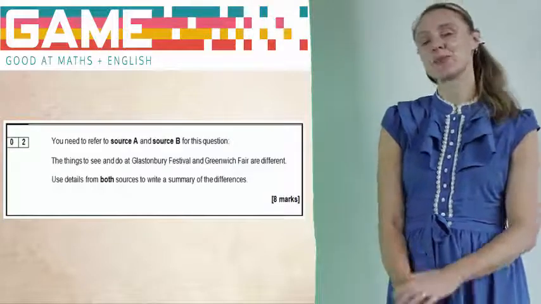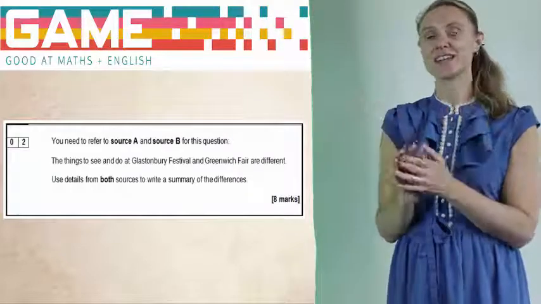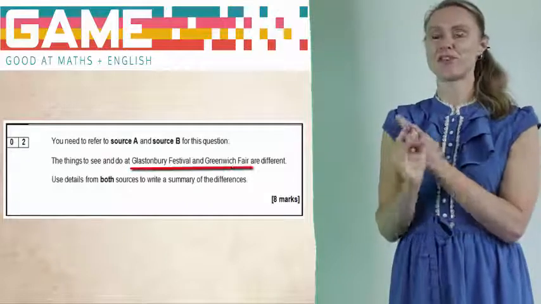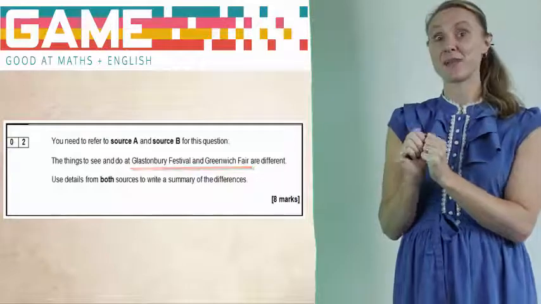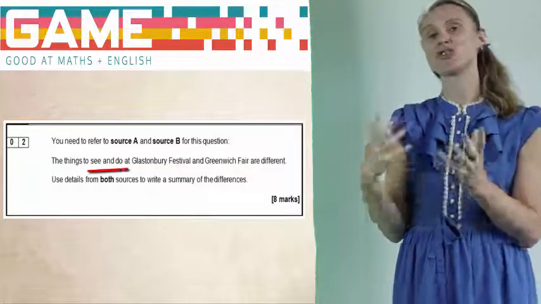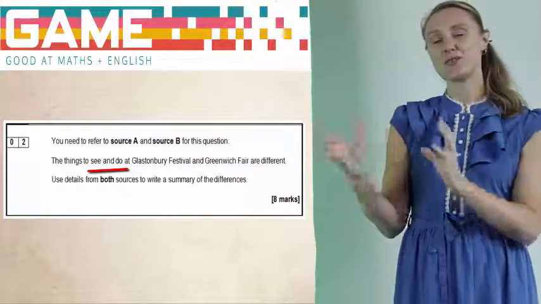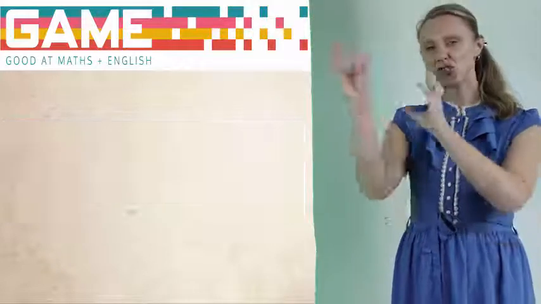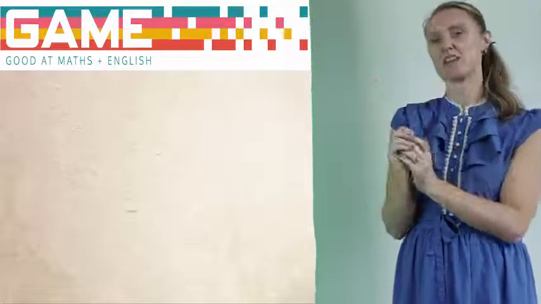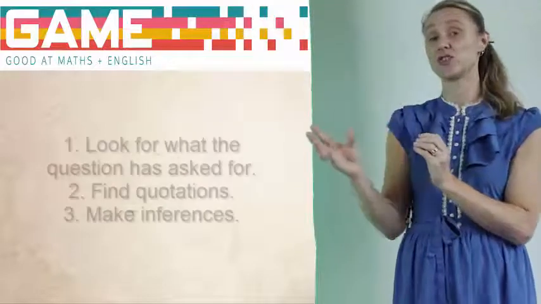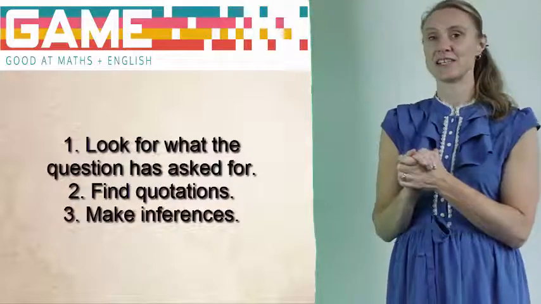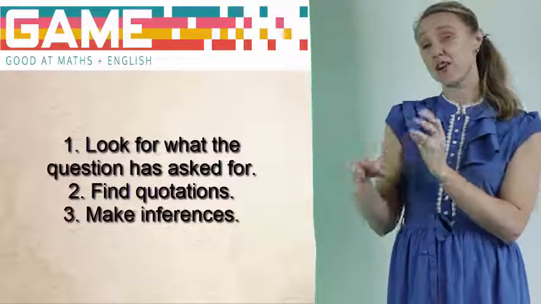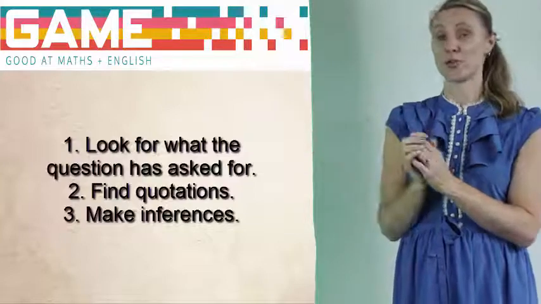Okay, so this week, or maybe last week, we were looking at 2 texts. One was about Glastonbury Festival and one was about Greenwich Fair. And you were asked to find the differences in the things that people could see and the things that people could do. Okay, so you need to go through and find some quotations just about those things from the question. So you need to read the question carefully and only discuss things that they could see and that they could do. You then need to find some quotations to back those ideas up, and then you need to infer what could be suggested by those quotations.